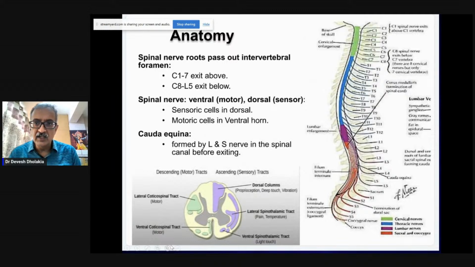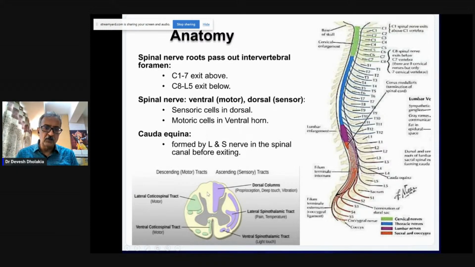There are 8 cervical nerves, 12 thoracic nerves, 5 lumbar nerves, and 5 sacral nerves. All of the nerves leave at their respective vertebral level. The spinal cord starts from the brain and goes down till L1. Below L1 is the region called the cauda equina, where the spinal nerves lie. Cauda equina means a horse's tail, which is how it looks. Multiple nerves emit from this area, therefore it is called the cauda equina region.